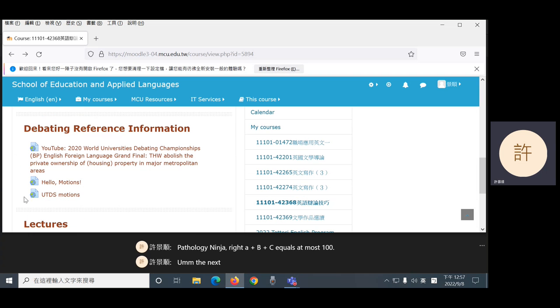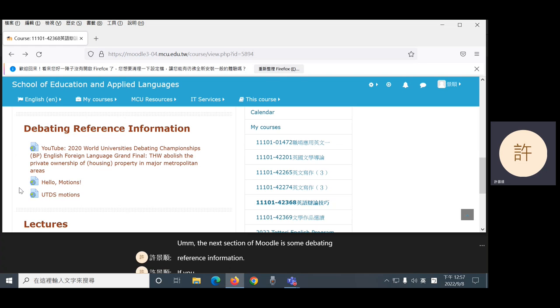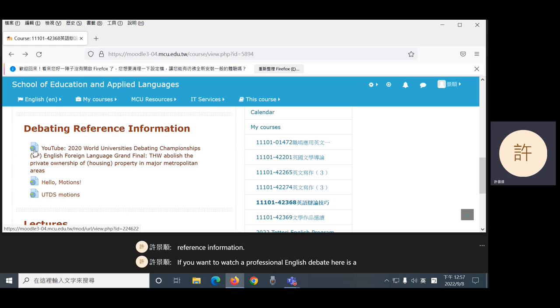The next section of Moodle is some debating reference information. If you want to watch a professional English debate, here is a video on YouTube. And then here are two websites that give many debating motions. A motion is the topic of the debate. So if you want to look at what people are debating, if you want to think about different ideas and how to prepare for different motions, you can check out these two websites.